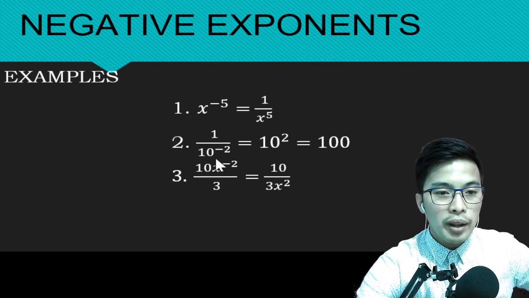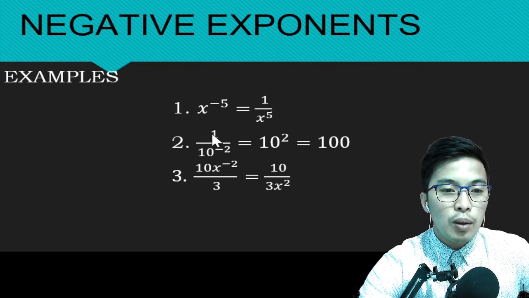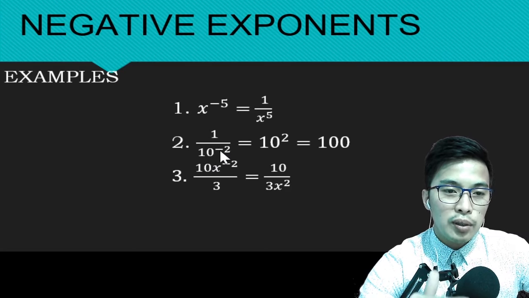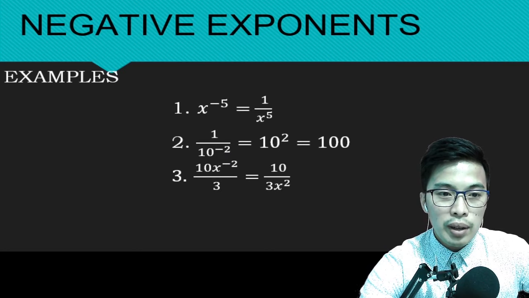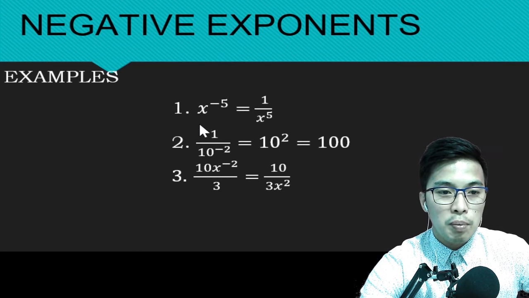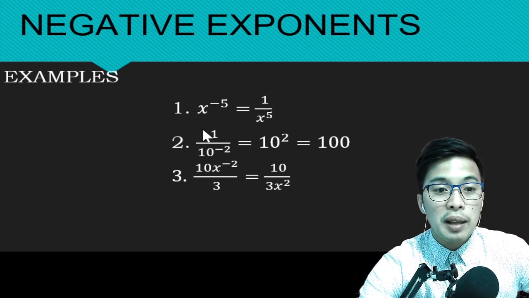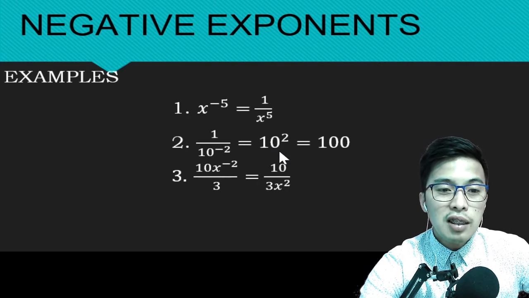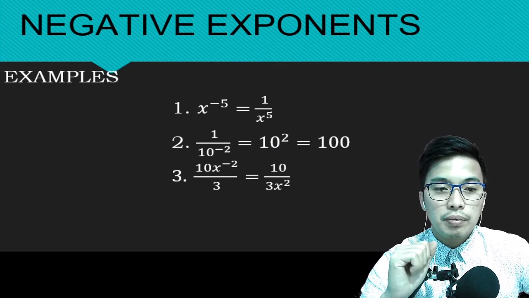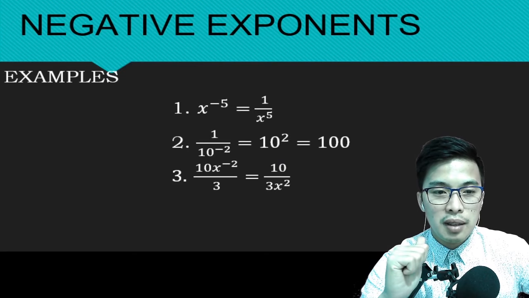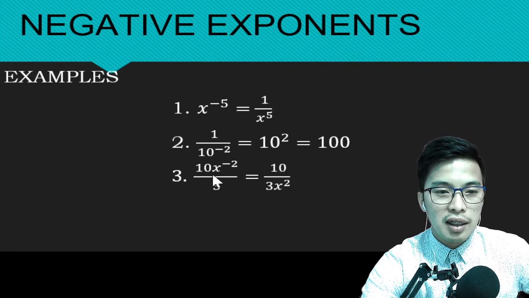Alright? So another one is we have this. 1 over 10 raised to the power of negative 2. Okay, yung 10 raised to the power of negative 2, nandun siya sa denominator. So, ang gagawin natin, ipupunta natin siya dun sa numerator, to make the exponent positive. Okay, so the simplified form of this is 10 raised to the power of 2, and 10 raised to the power of 2 is simply equivalent to 100.